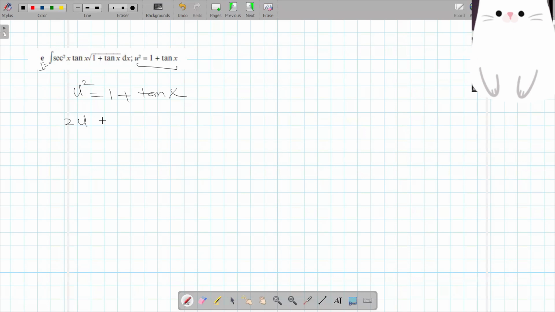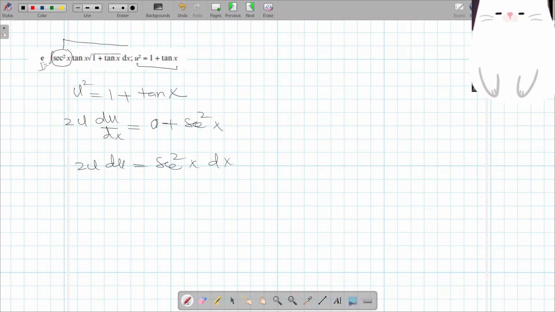So 2u du by dx, whenever you are differentiating with respect to x. The derivative of 1 will be 0 and of 10x will be sec squared x, right? So 2u du will be equal to sec squared x dx. Now you see, we have a sec squared x here. Is it clear? It wouldn't make any sense to square root both sides, would it? No, you're right.